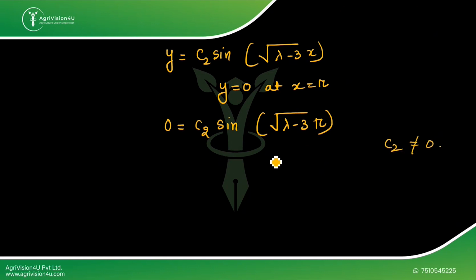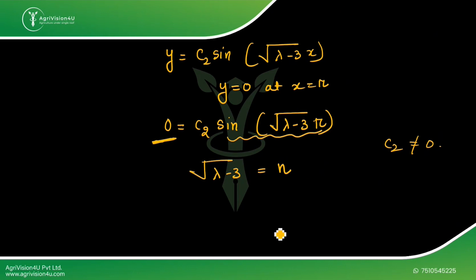So how can you solve it? You can write square root of lambda minus 3 equals some n, right? It will be some n value. So to get y equals 0, this value should be 0, not C2 that will be 0.